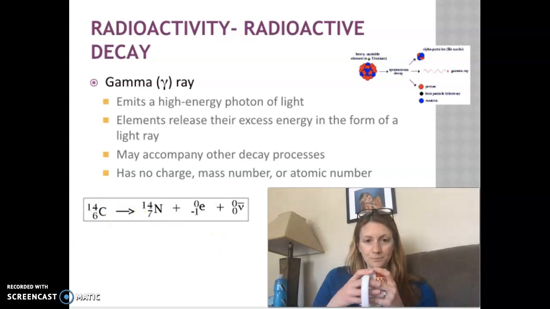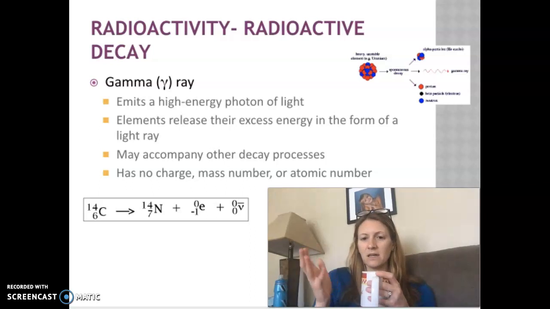Gamma decay is what accompanies other types of decay. So gamma radiation, you might always think of the Hulk. That's kind of the first thing that comes to my mind. But what happens is that gamma ray or gamma decay is a high energy photon of light. So photons are the packets that light is made up of. And when things decay, sometimes they release energy in the form of light. And that's the gamma ray.